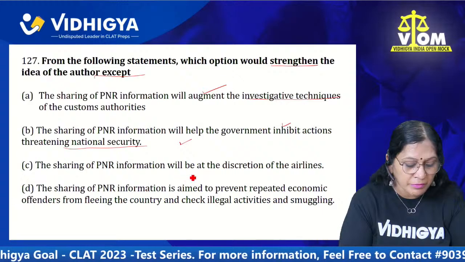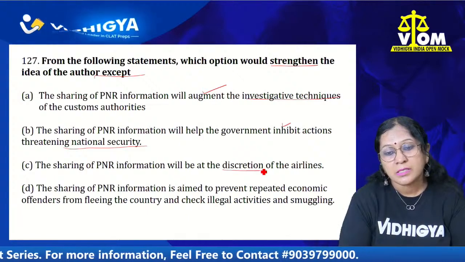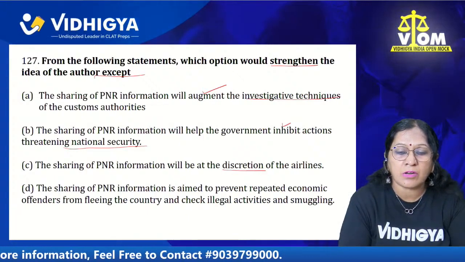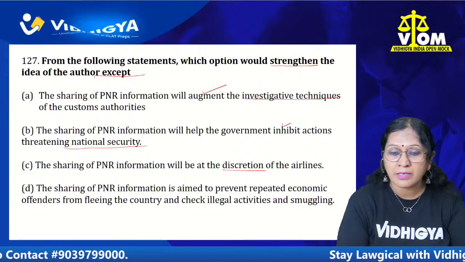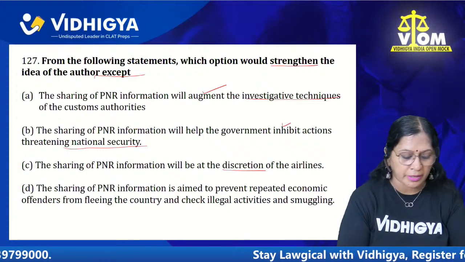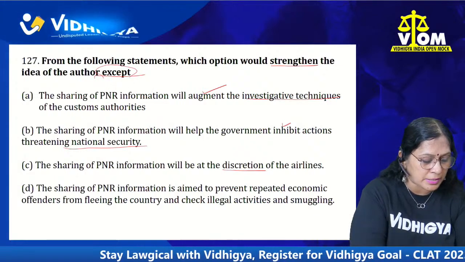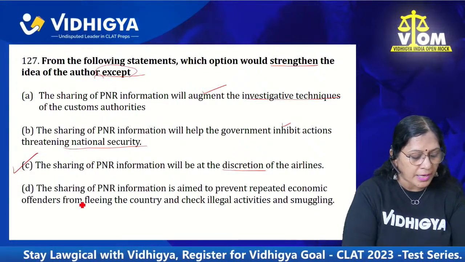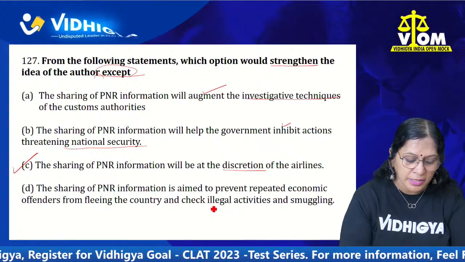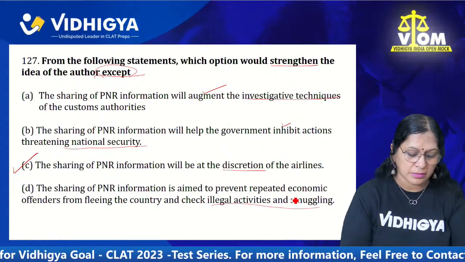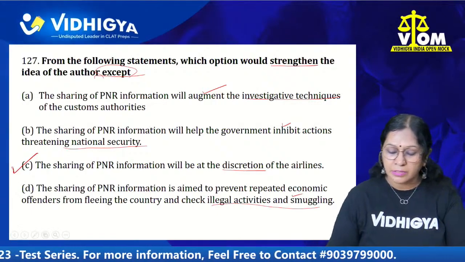Sharing of PNR information will be at the discretion of the airlines. Discretion of the airlines means if the airlines feel like it, then it will share. If the airlines feel that they are not going to give this information, it will not be there. But then we had read that it is made compulsory for them to share. So this is not going to strengthen the idea. Remember, we have this word except. So C will be there. And sharing of PNR information is aimed to prevent repeated economic offenders from fleeing the country and check illegal activities and smuggling. Yes, this was correct. So what was not strengthening will be C, and that is your answer.